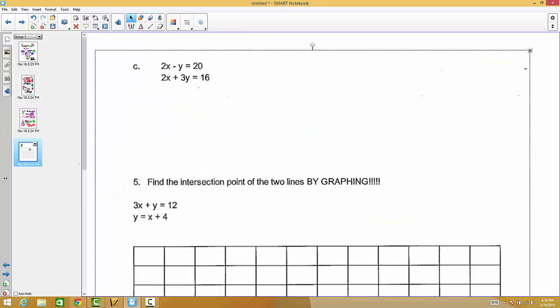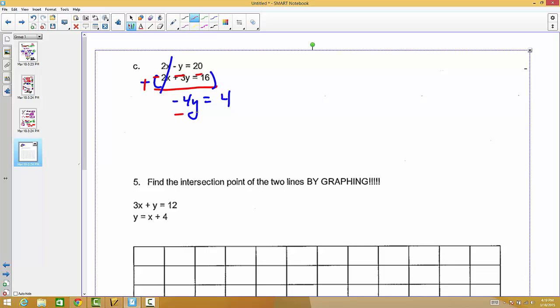And this one is also set up to eliminate, but the 2's are the same sign. So if you add, it does not eliminate, so this time you need to subtract the whole thing. So 2x minus 2x is nothing. Negative y minus 3y is a negative 4y. And 20 minus 16 is 4. If that is tricky, what you can do is make this a plus and change the sign of every term.